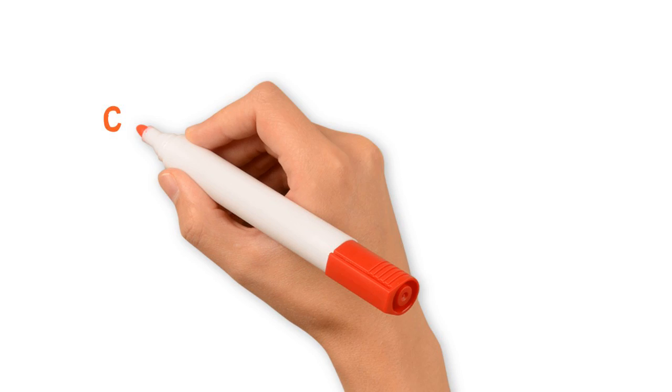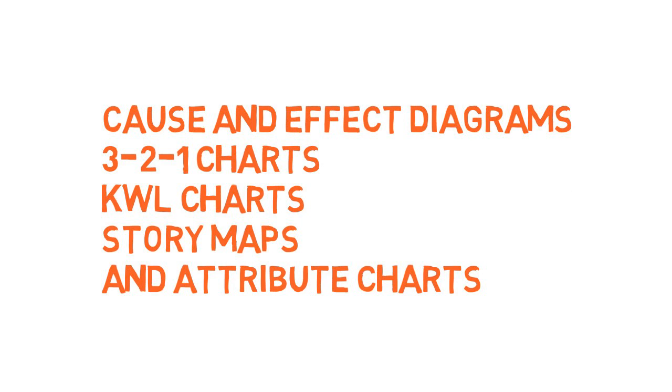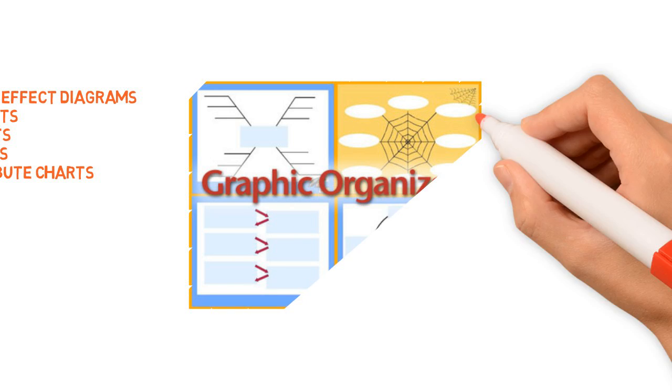Now, here are just a few more examples of the types of graphic organizers that you can use: cause and effect diagrams, 3-2-1 charts, KWL charts, story maps, and attribute charts.